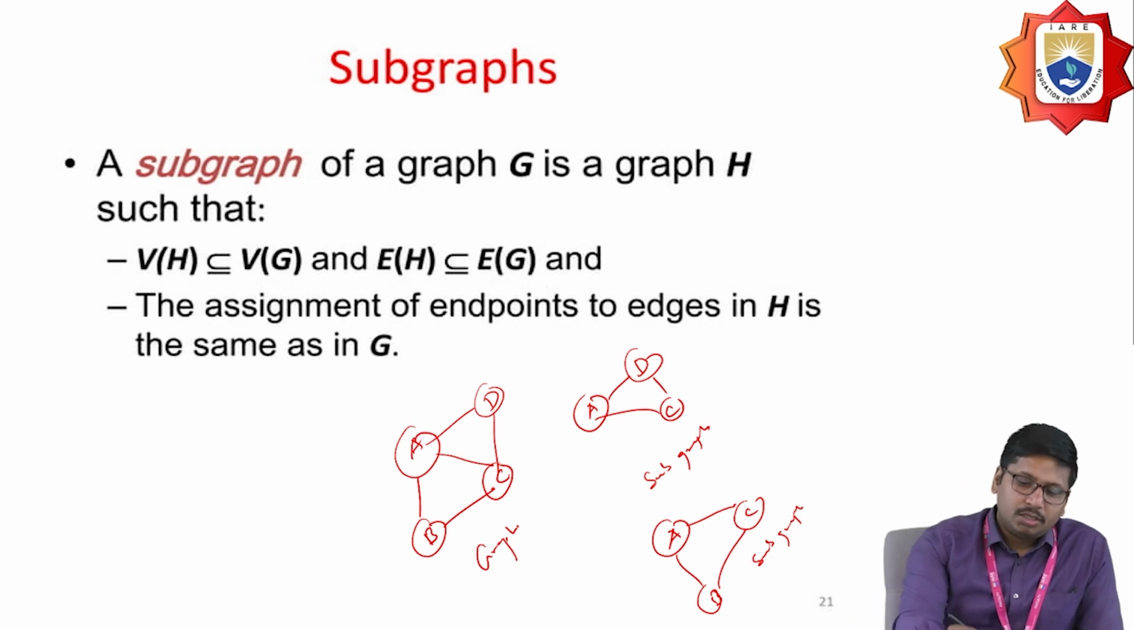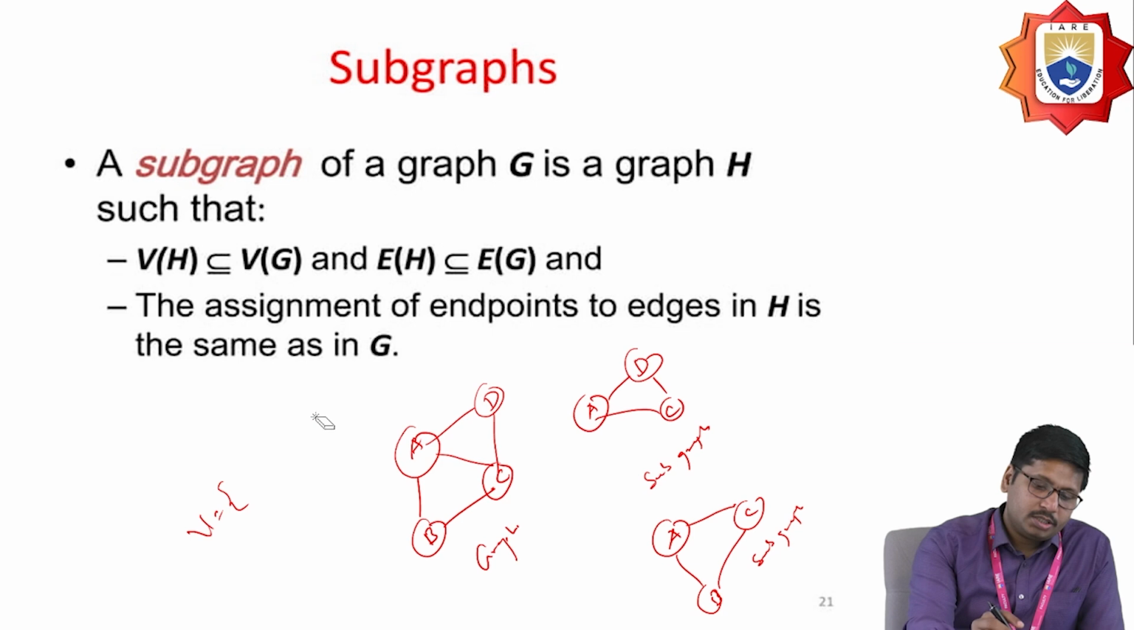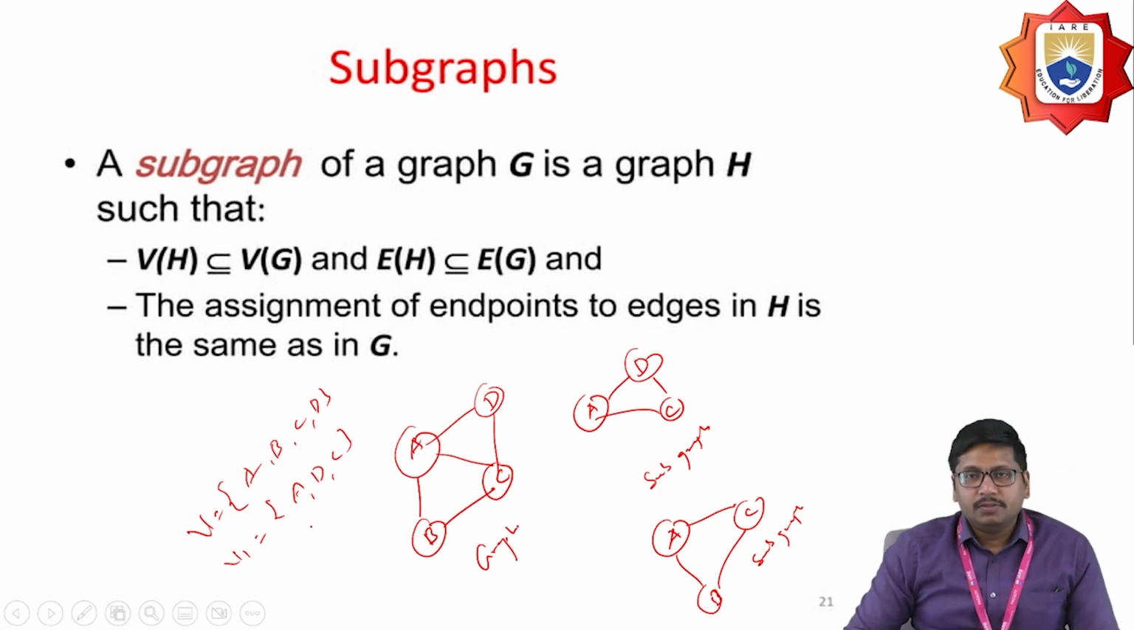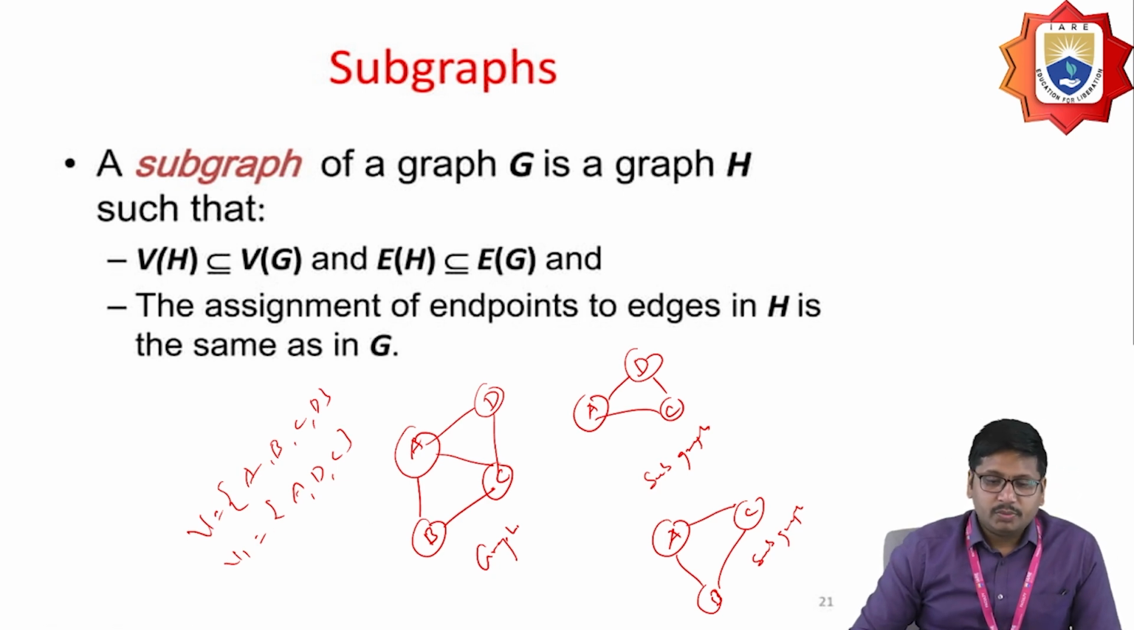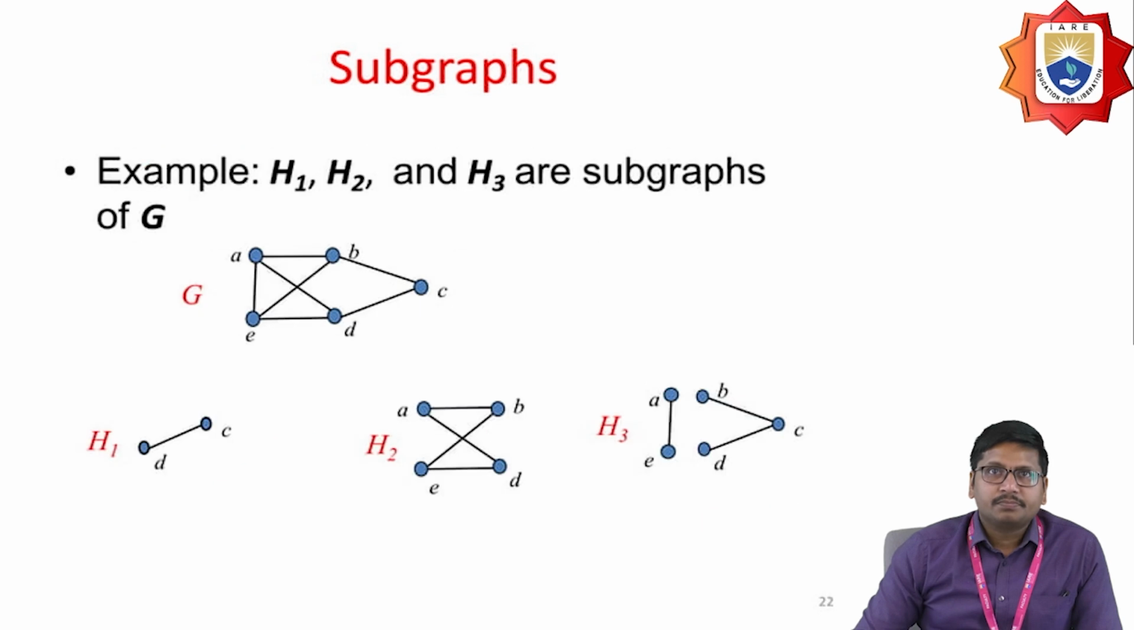That means the vertices that I have are A, B, C, D. In the subgraph, the vertices should be A, D, C. Similarly, the edges should also be a subpart of that. So that's why a subgraph is some part of the given graph.